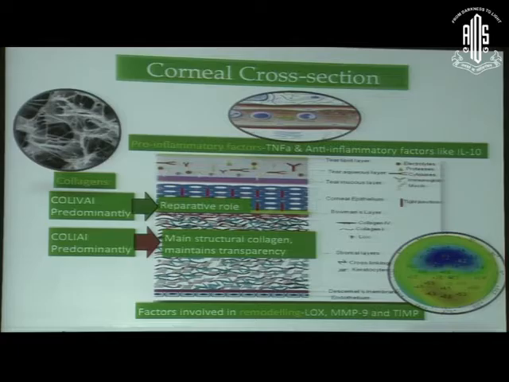And always the question asked is, how do you define a failure of cross-linking? Like in this case, I've done a cross-linking in a post-LASIK case, but it's completely progressing. You have to mention to a patient that up to close to 10% of cross-linking can fail, and we have mentioned this in our consent forms also.